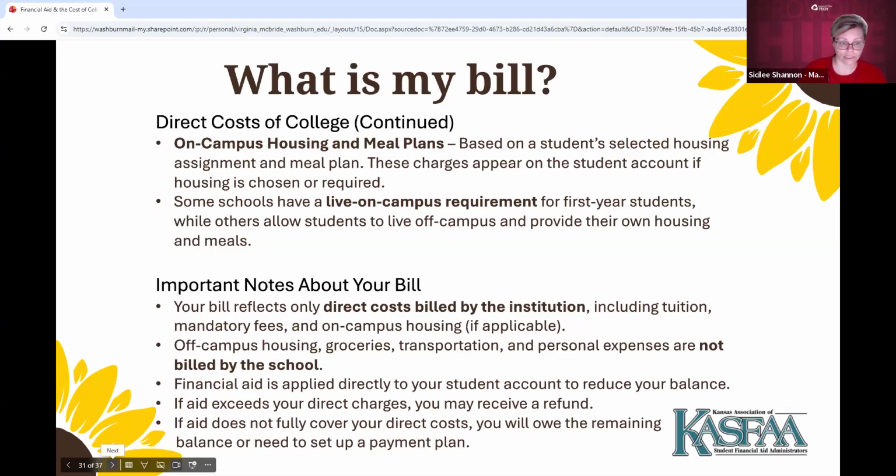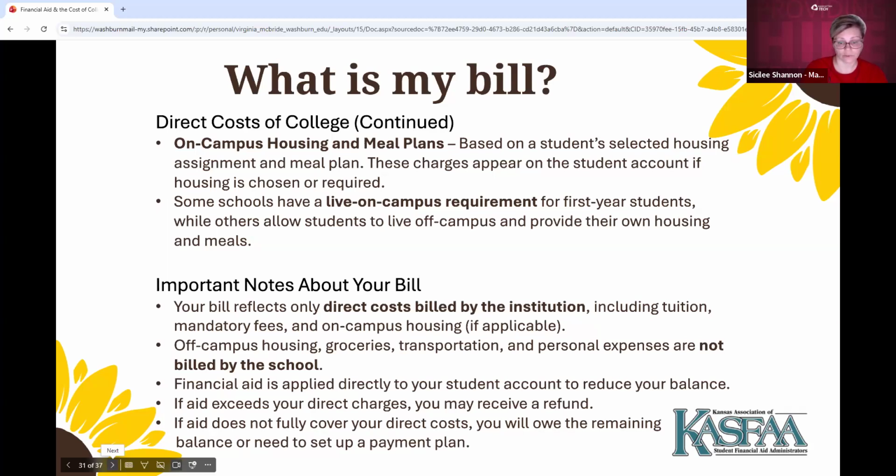Important notes to understand about one's bill. It does only reflect the direct costs that are billed by the institution. So again, tuition, mandatory fees, and on-campus housing if applicable. Off-campus housing, groceries, transportation, and personal expenses are not billed by the school. These are considered indirect costs.